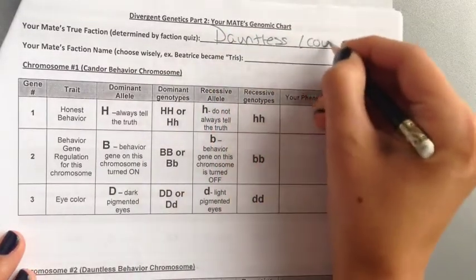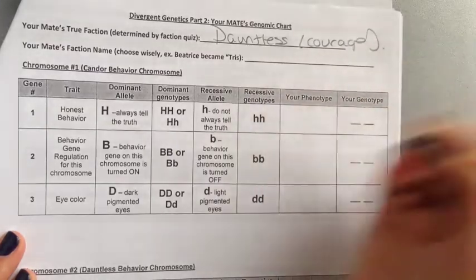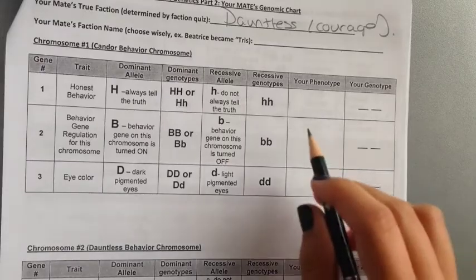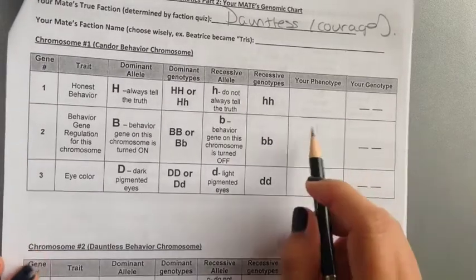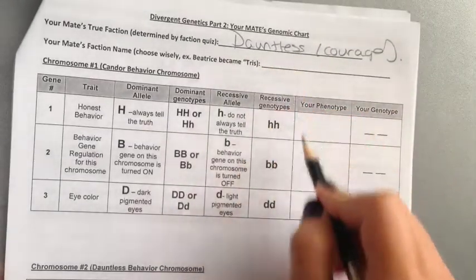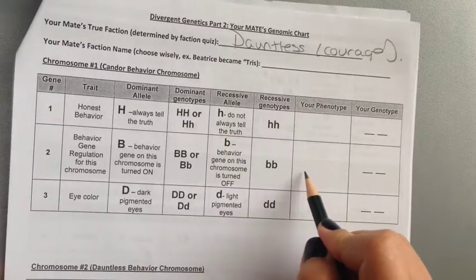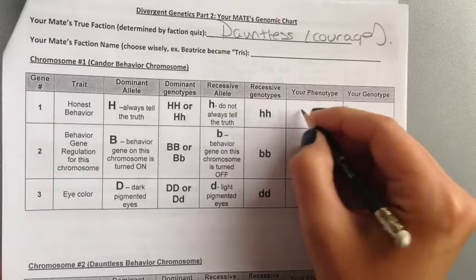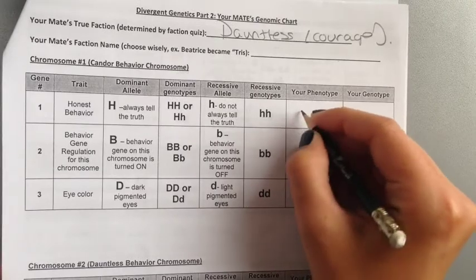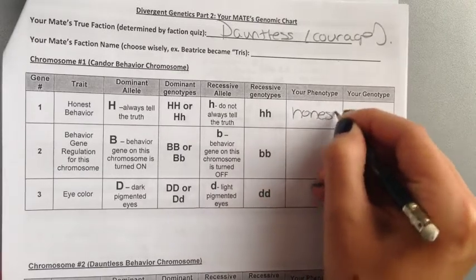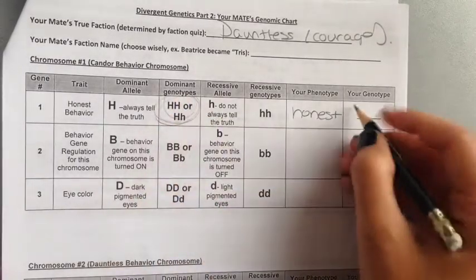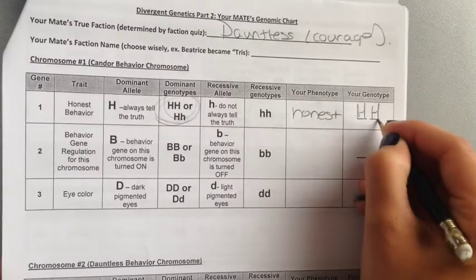That means they're going to be courageous. Okay. What we're going to end up doing here is, for honesty for my mate, again, they're in the Dauntless faction, so they cannot be honest, or they can't have it on, so maybe they are an honest person. So let's go ahead and say they are honest. And here's their phenotype, honest, and their genotype, because they're honest, that means they can be one of these 2. And I'm going to go ahead and choose big H.